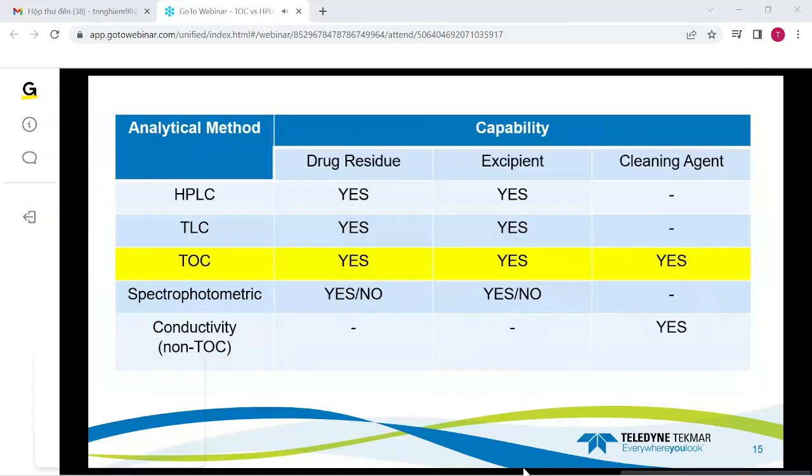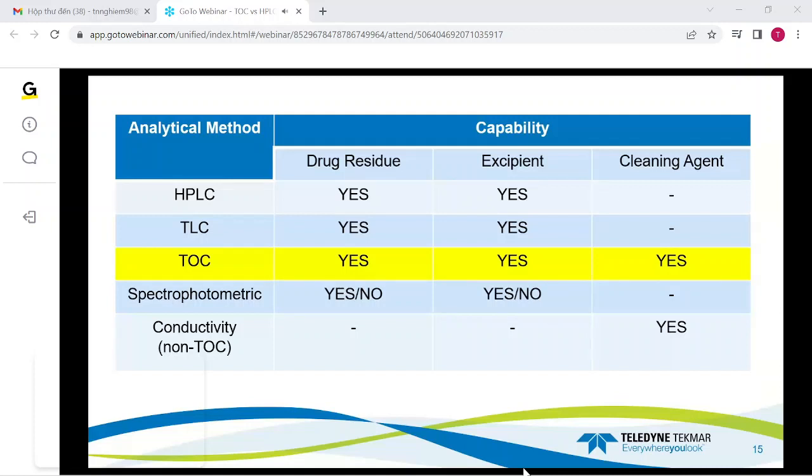So when we start looking at capabilities, HPLC can do drug residues and excipients, and if you look at some cleaning reagents, it might struggle on some of them. Same thing with thin layer chromatography, but TOC, being that it can capture all carbon, is going to get you across the board. Yes, it's across the board.